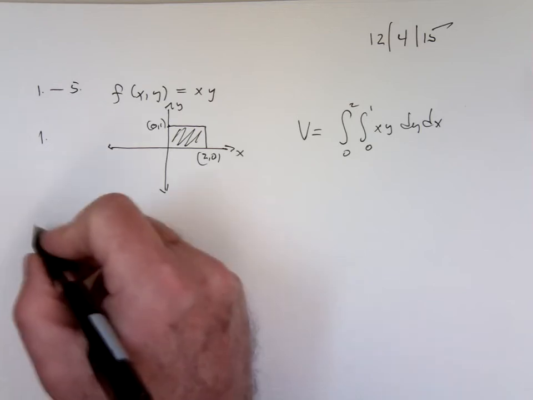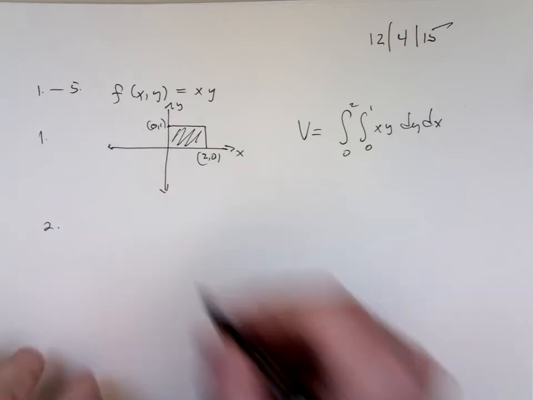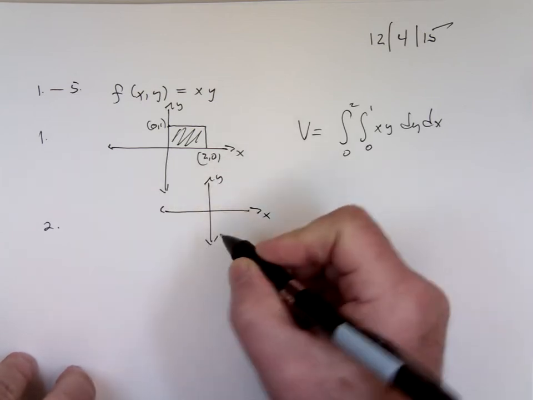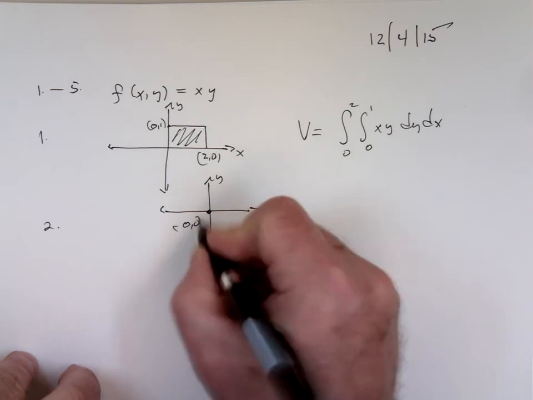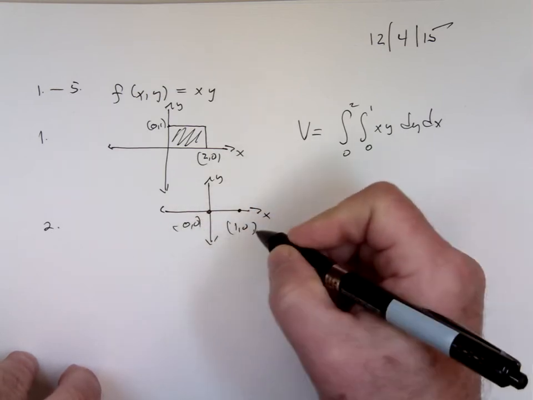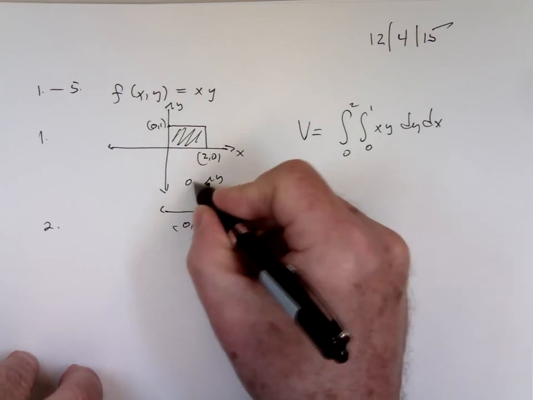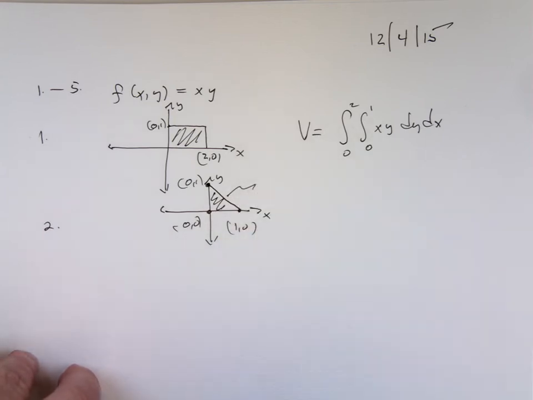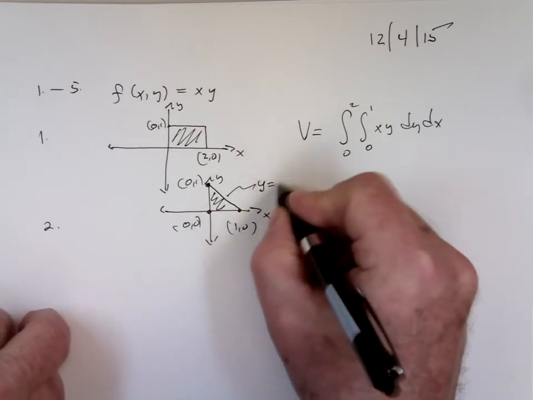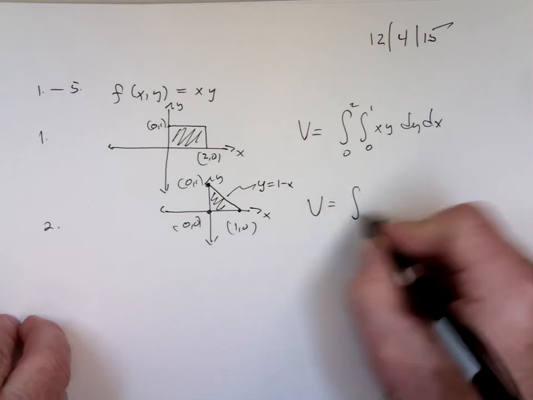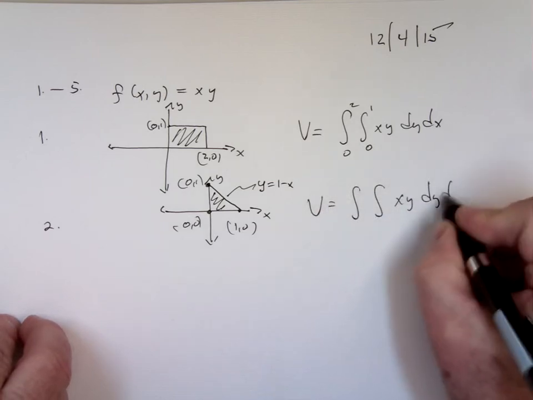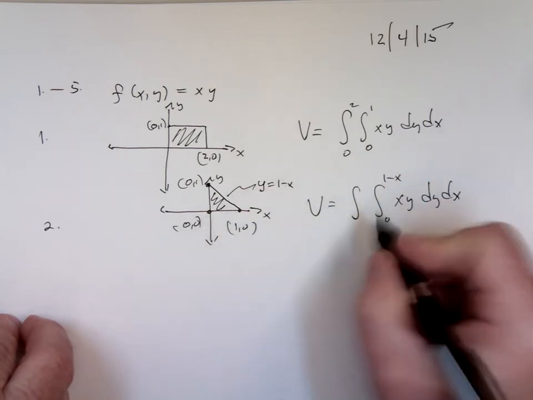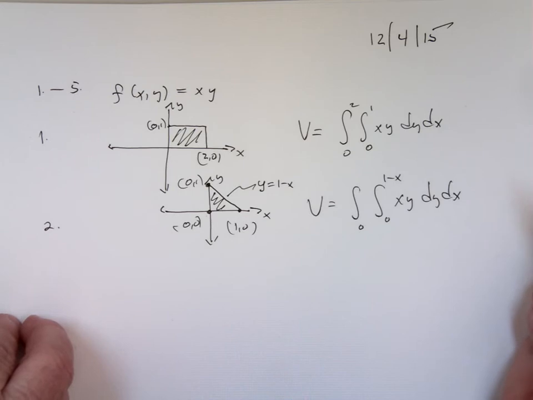Okay? Number 2. The triangle defined by those vertices, let's take a look. 0, 0, 1, 0, and 0, 1. We have a right triangle here. What you're going to have to do is find the equation of this line. That's y equals 1 minus x. The volume, therefore, is the double integral of our surface. Y's are going to go from 0 to 1 minus x, and the x's are going to go from 0 to 1.